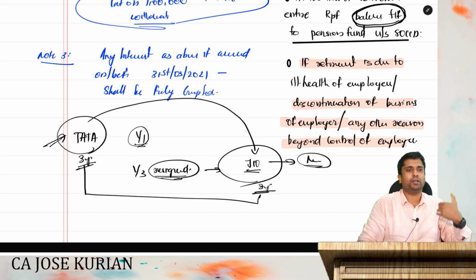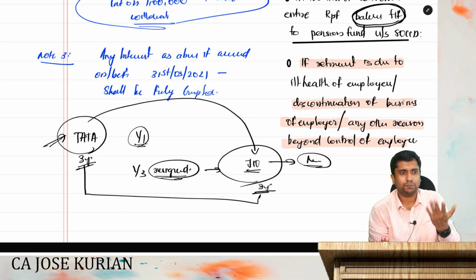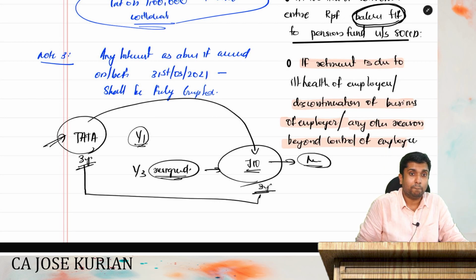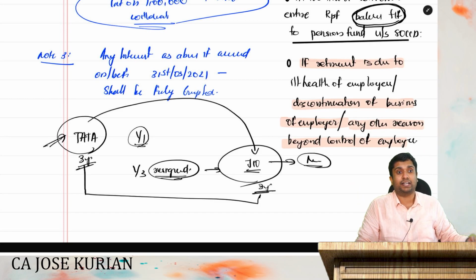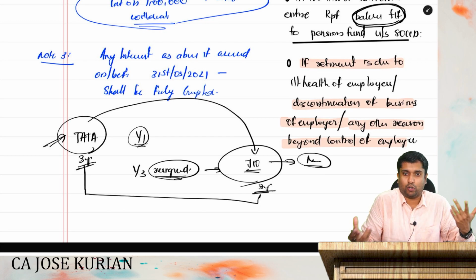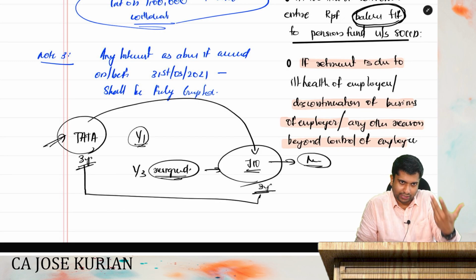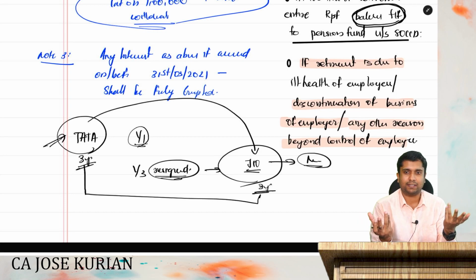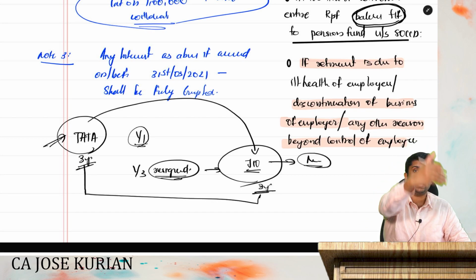Or any other reason beyond the control of employee. What do you mean by that? Say for example, I lost my job not due to my act, but due to some other factors which are beyond my control. Say the government banned my company's product and recommended a compulsory liquidation. Then I will lose my job. Such scenarios are not in my control. So in such scenarios, if I am withdrawing the amount before 5 years, I can claim exemption under 10 subsection 12. Are you all here? So these are the scenarios where I can claim exemption under 10 subsection 12.